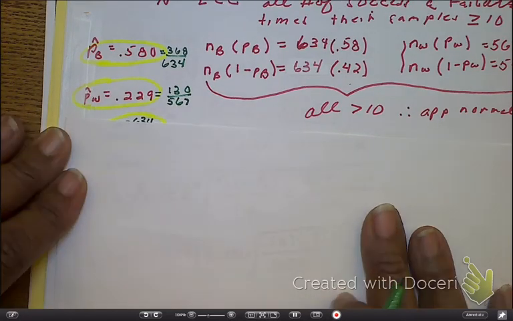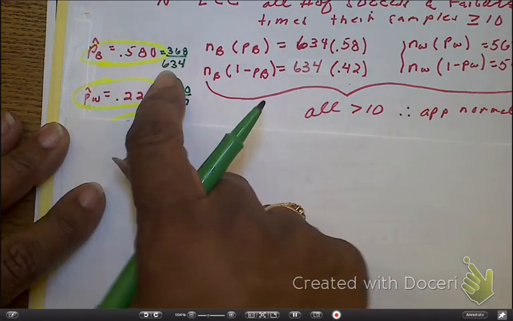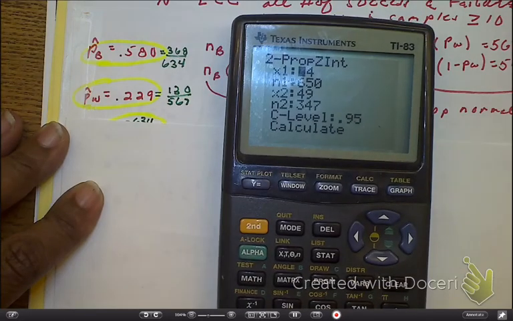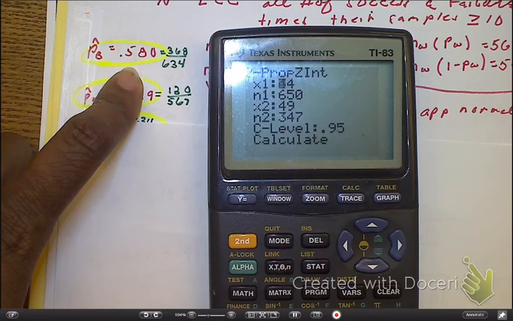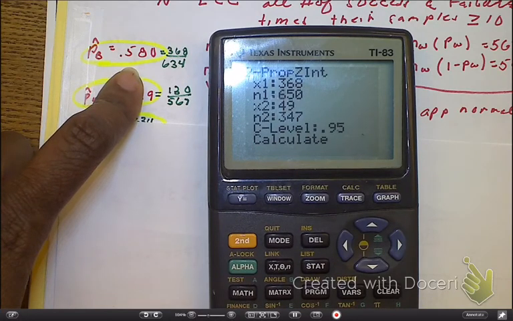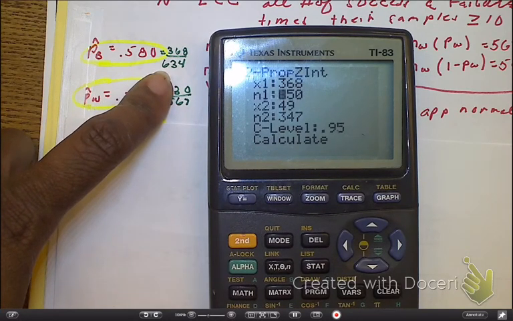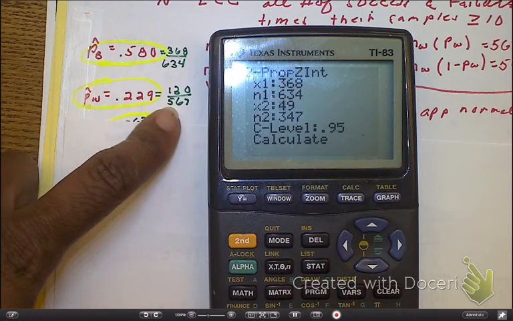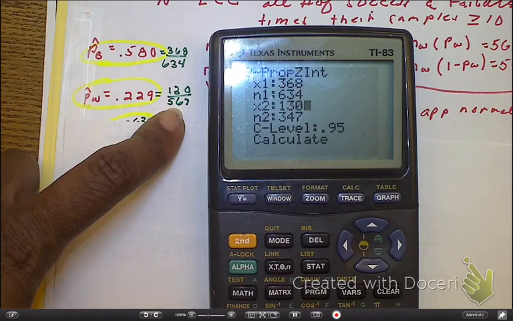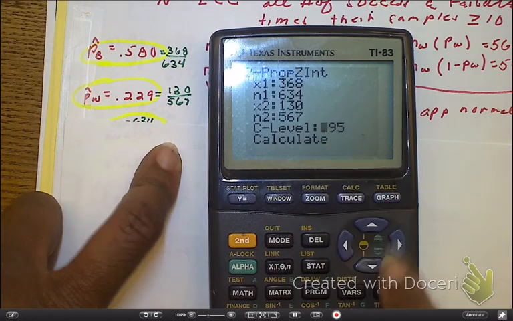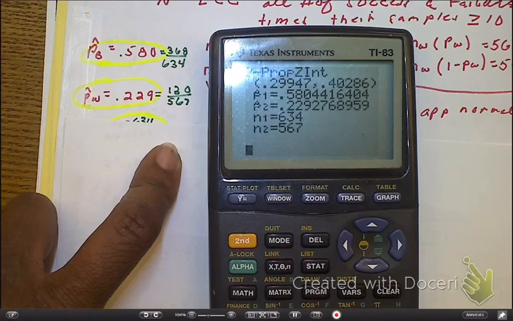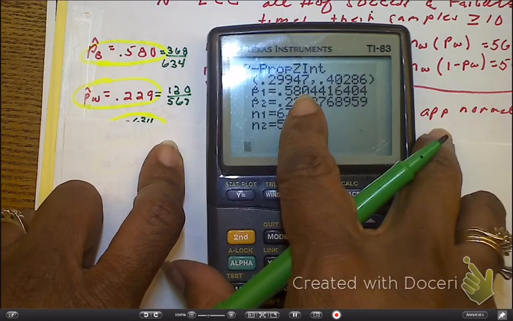Okay, so this is where these values came from, and we need that for this right now. So for the blacks, it's 368. That's success. Total number of trials, 634. Okay, for the whites, 130. That's your success. Total number of trials, 567. A 95% confidence interval. Then let's press calc.